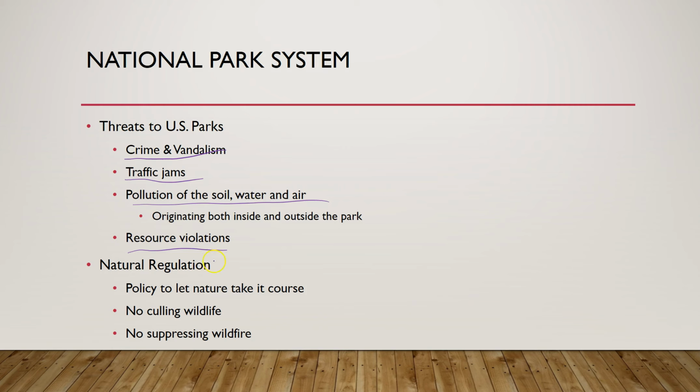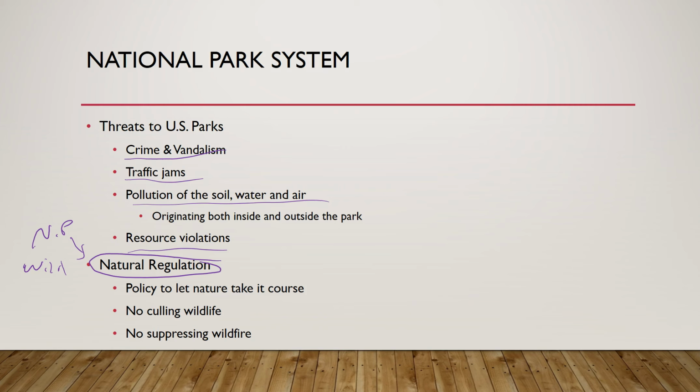I forgot to bring this up with the wilderness areas, but both national parks and wilderness areas stick to a policy called natural regulation. Essentially, there are no hunting permits, for example, to try to keep numbers of moose or deer down. If there's a wildfire, they just let it burn within the confines of the park or wilderness area, because wildfires are a natural part of ecosystem evolution, okay? So they don't suppress wildfires. They let nature just do its thing. They let the predator-prey relationships run free.